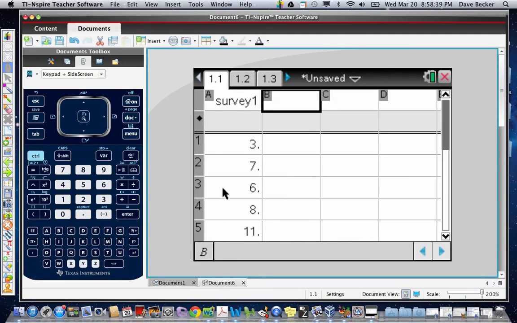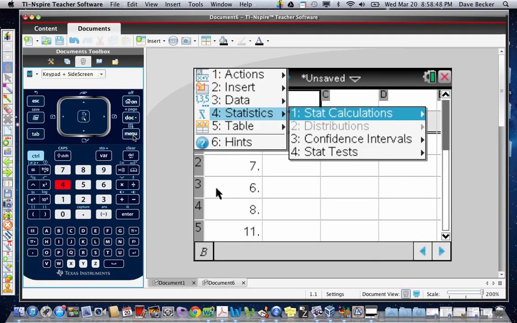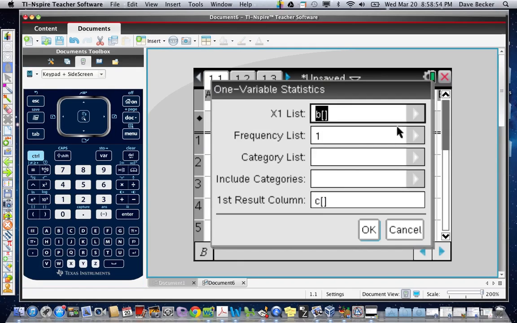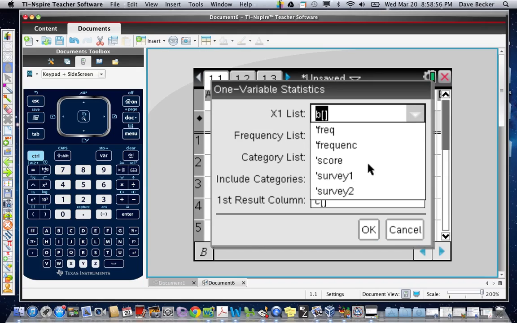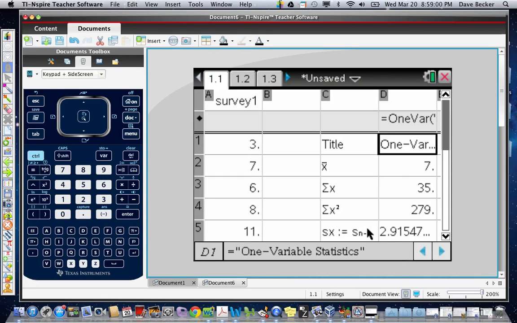I'm going to get my one variable statistics here. Let's see, 4 for statistics, stat calculations, 1 variable stats. I just have one list. Okay, I want survey 1. Okay, and there we go.